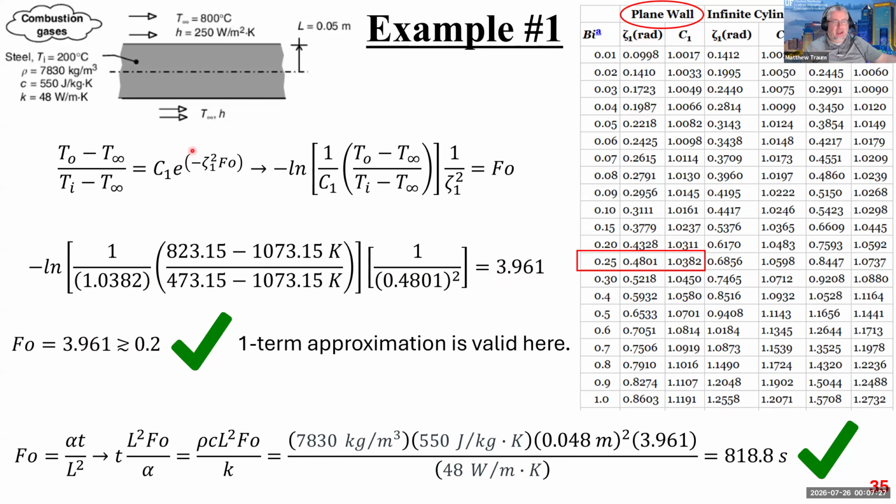I basically showed that it takes a long enough time for the temperature to propagate into the steel plate here to get to the midline. It takes long enough that the Fourier number is bigger than 0.2, and that allows the one-term approximation to be valid, because all the higher order terms are so tiny relative to that first term that they're insignificant, they go away, right? So, okay, one-term approximation valid.